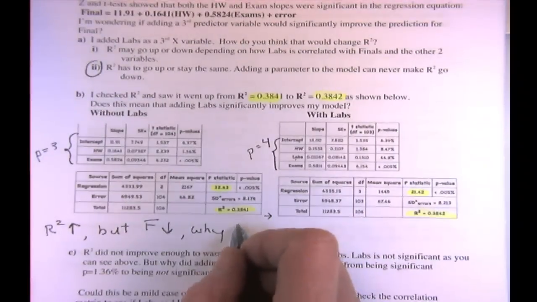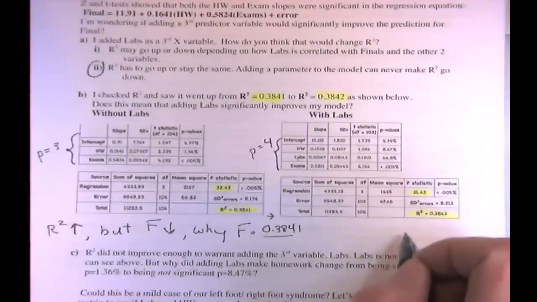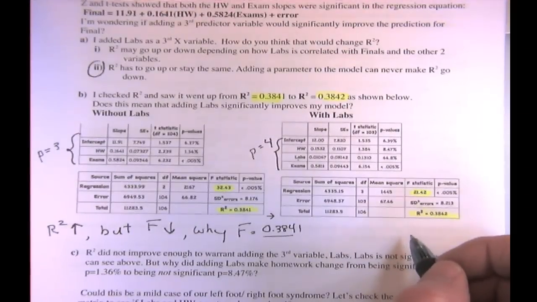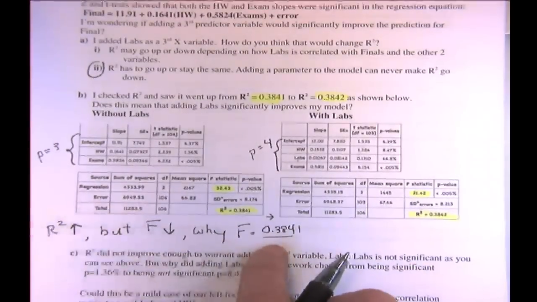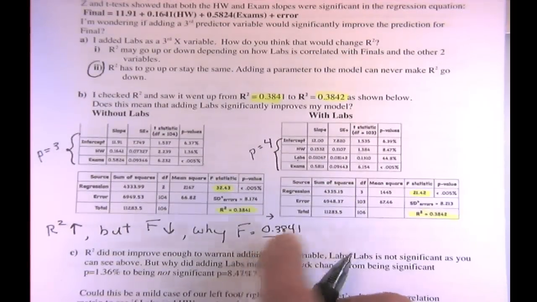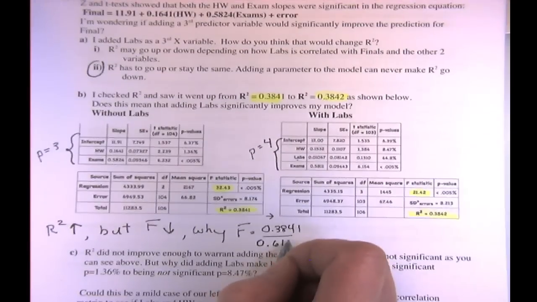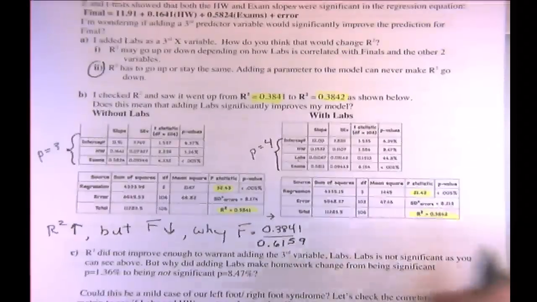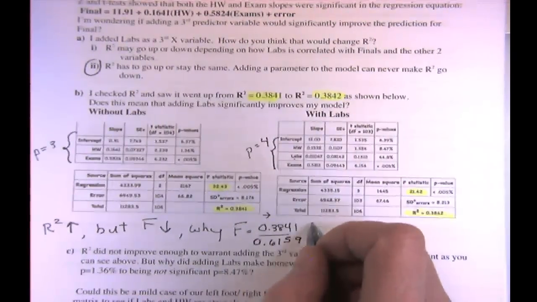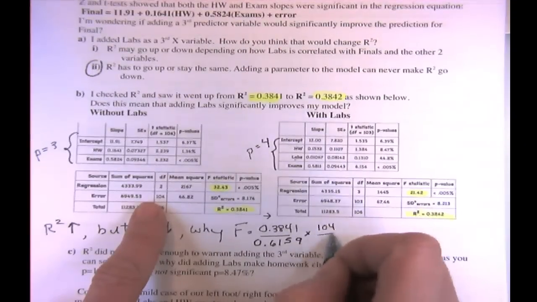Because remember how we compute it. So F is equal to r squared over 1 minus r squared. Let's do this together. Statistics can get so tedious, but I just want to show you this. This part will be the same, and here I'm going to have the same thing. But now I'm going to multiply by 104 over 2. And that's where I get the 32.43.